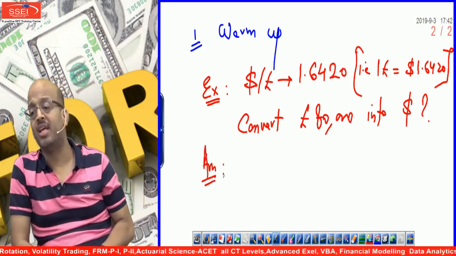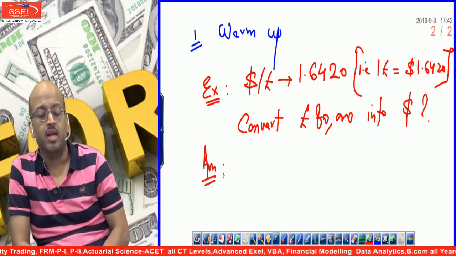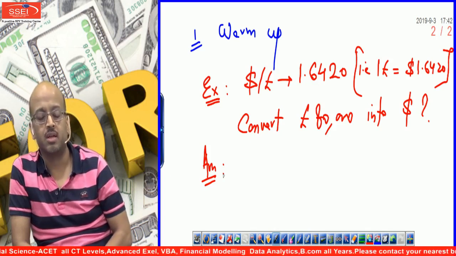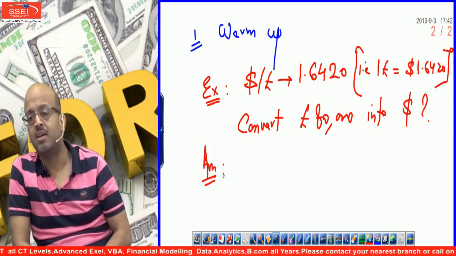Please calculate the answer on the calculator. You are supposed to convert 80,000 pounds into dollars. What is the answer?